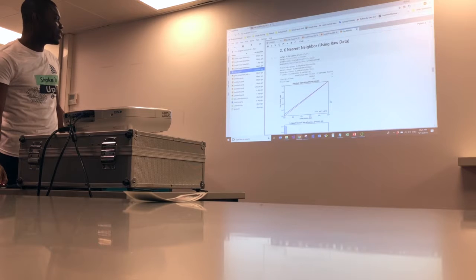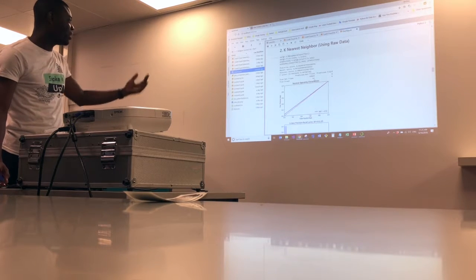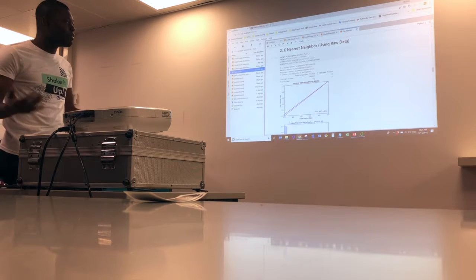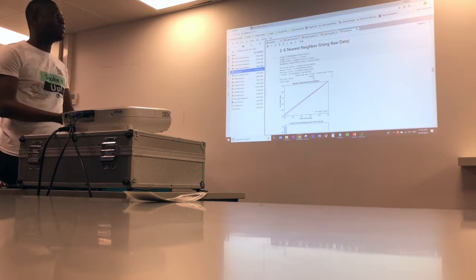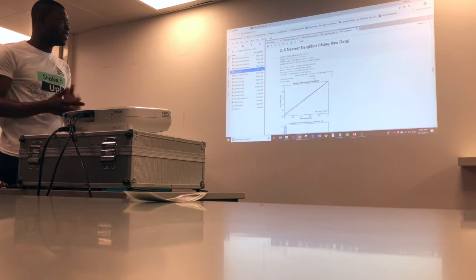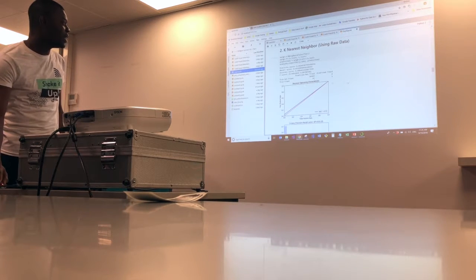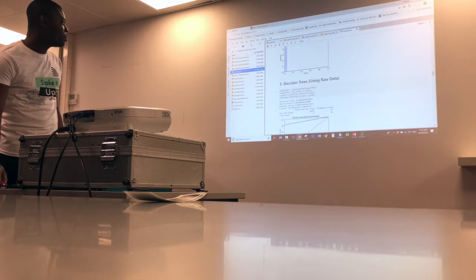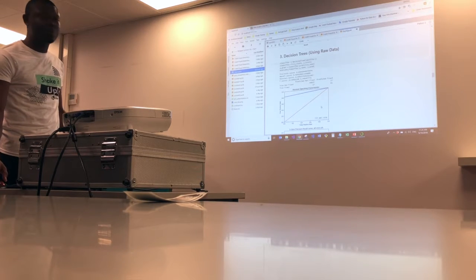Then we have K nearest neighbor. It predicted so badly, especially the 93 cases where it said it is not fraud and they were actually fraud. If we have a data set of almost 500 and you misclassify about 93, that's about a quarter or a fifth. So it behaved so badly. And then we had decision trees, which worked a little bit better.